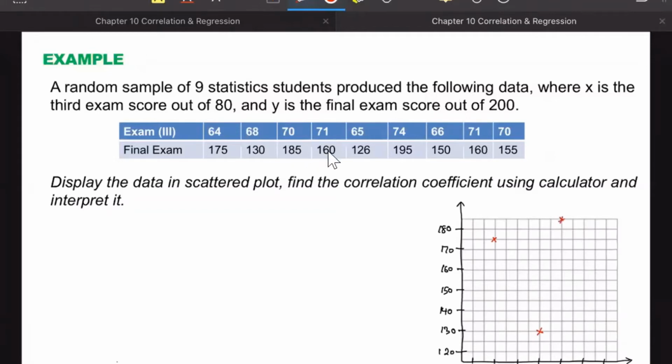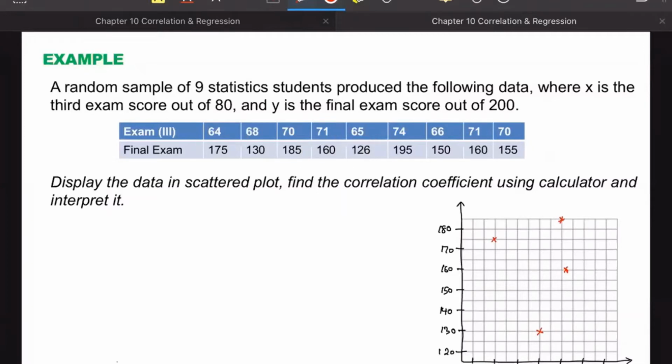Next one, 71, 160. 71 is a little bit after 70. And then the final exam score for 71 is 160. So 160 is there. That's your point. Make sure you verify it.